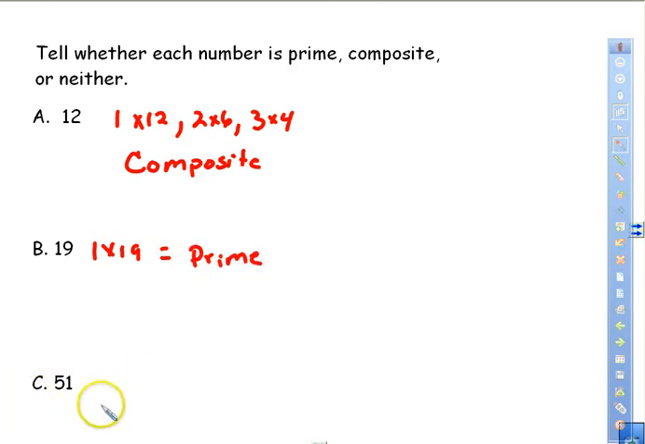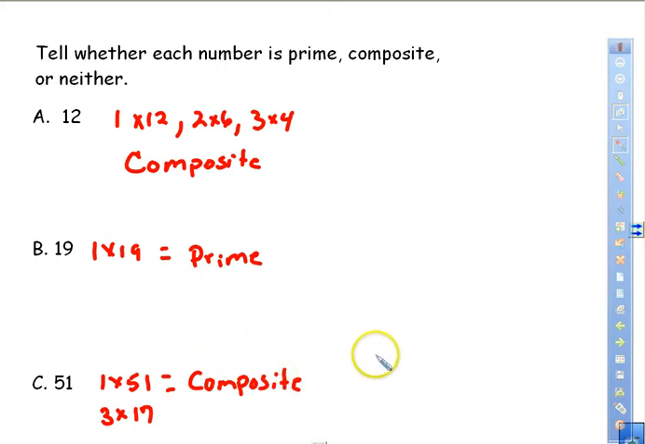And letter C, 51. That one, since it is 1 times 51, but there's also 3 times 17. That's a tough one. 3 times 17 works. 3 goes into it because if we add these two numbers together, 5 plus 1, which is 6, 3 goes into it. So therefore, it is composite. That one's a tough one. You have to be very careful. That's where divisibility rules really help and come into play.